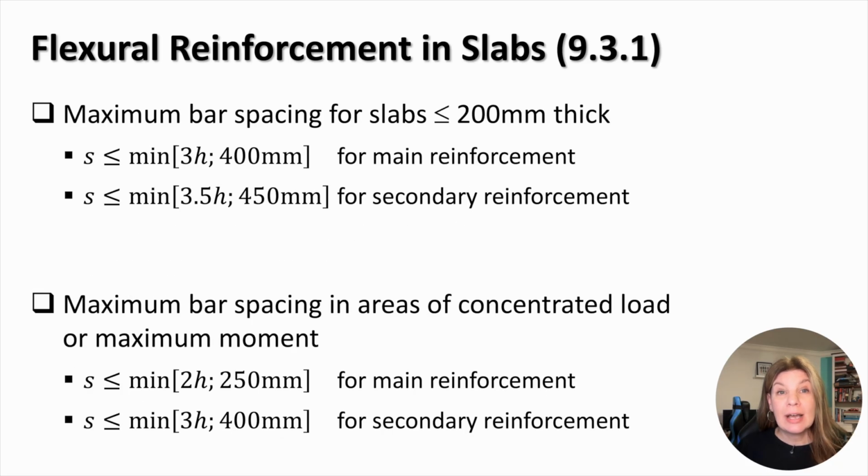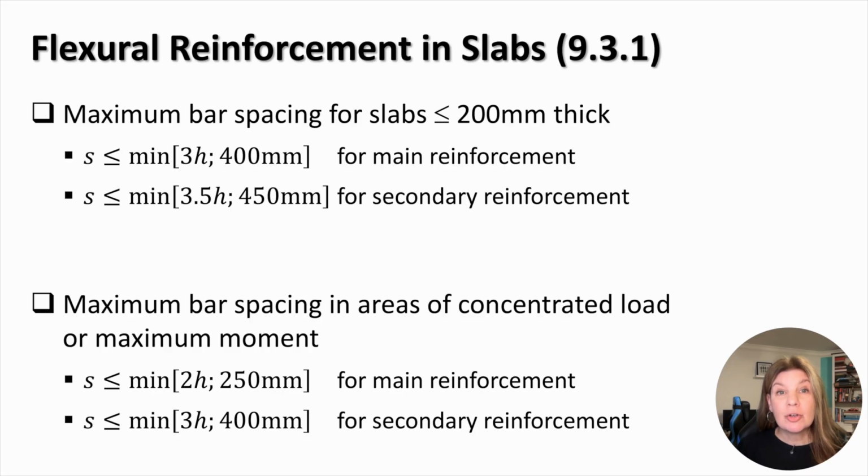To eliminate large unreinforced zones, the maximum spacing of bars in slabs is defined for the main reinforcement as a smaller value between 3 slab depths, or 400 millimeters, and for the secondary reinforcement as a smaller value between 3.5 slab depths, or 450 millimeters. Note that the main reinforcement is placed in the working direction of the one-way slab, while the secondary reinforcement is placed in the perpendicular direction.